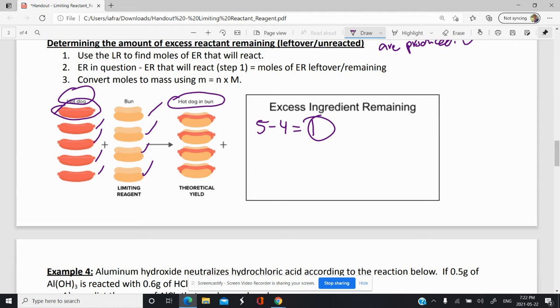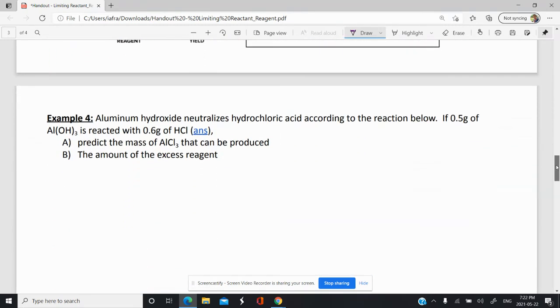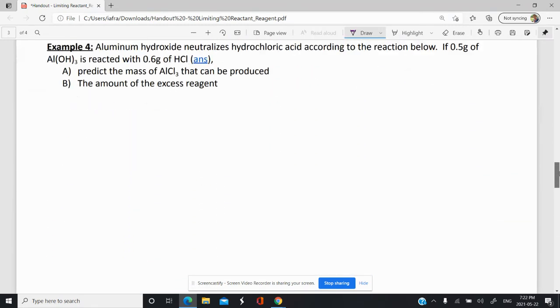So here are the main steps when we're doing a chemistry problem for how to find the amount of leftover or excess reactant. We're going to find the moles of the excess reactant that will react with the limiting reagent, and we have to use the limiting reagent for that. We're then going to take the amount of ER, or excess reagent, given in the question and subtract the amount that will react from that. And that'll give us the moles of leftover ER. And then once we're done, we can convert the moles to mass for the excess reagent. It'll make a lot more sense when we actually do an example. So let's go ahead and do that here.